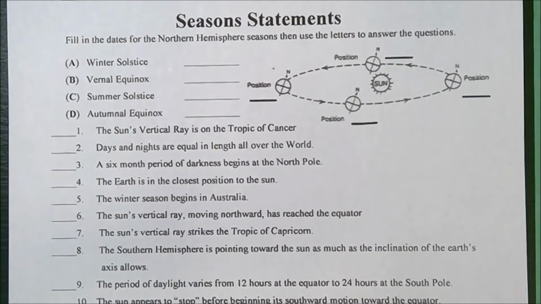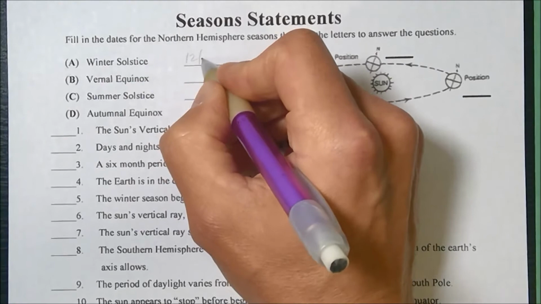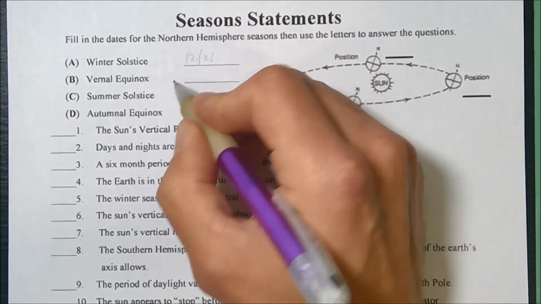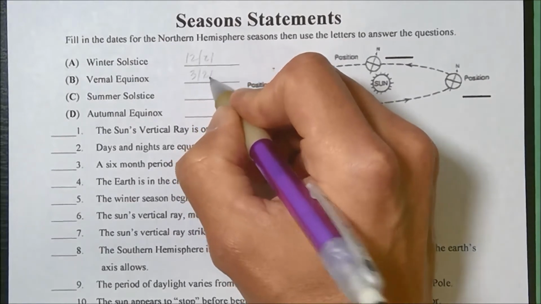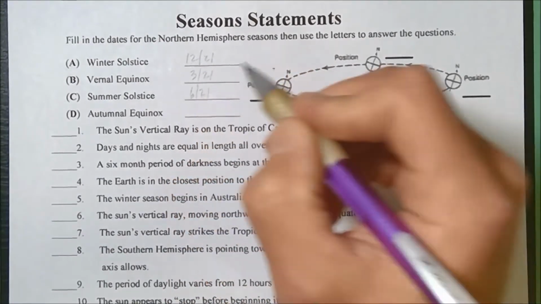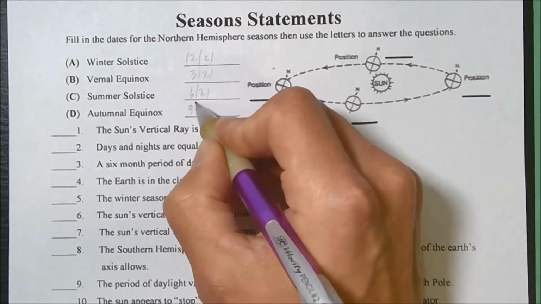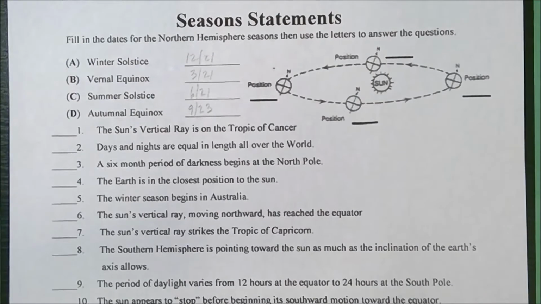So, starting from the top, the winter solstice is 12/21. Vernal equinox is the spring equinox. That's 3/21. Summer solstice is 6/21. And the autumnal equinox or the fall equinox is 9/23.